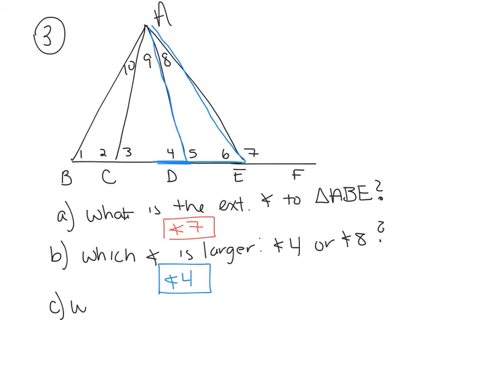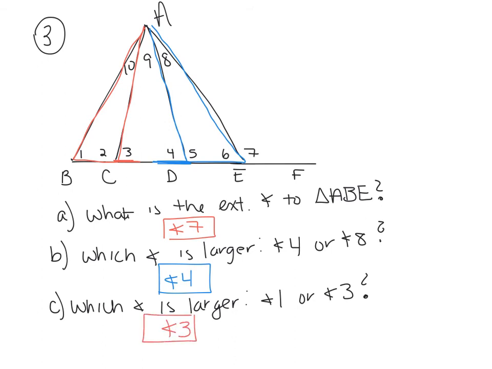And finally, which angle, once again, is larger? Angle 1 or angle 3? Which is larger, angle 1 or angle 3? I'm going to highlight. And notice that angle 3 is the exterior angle of that triangle. It is larger than its remote interior angle of 1.